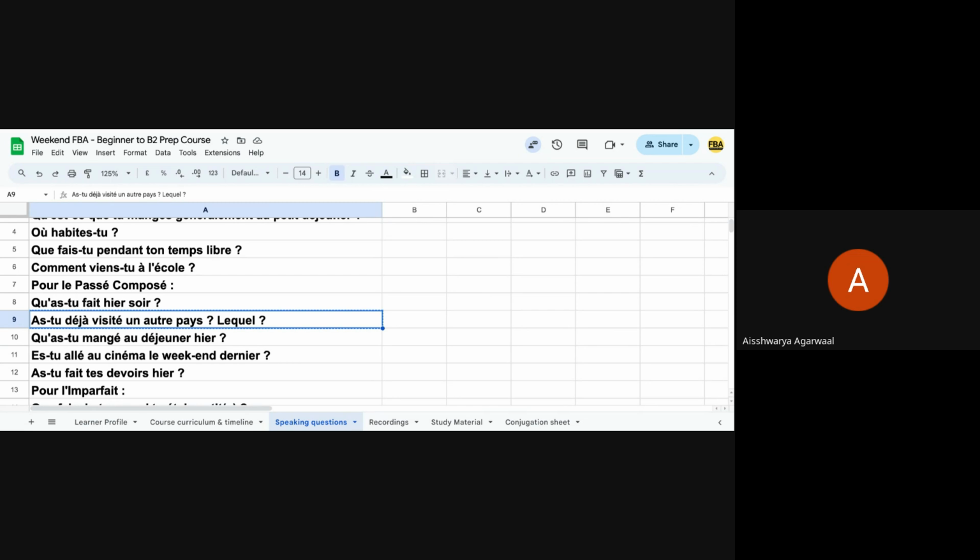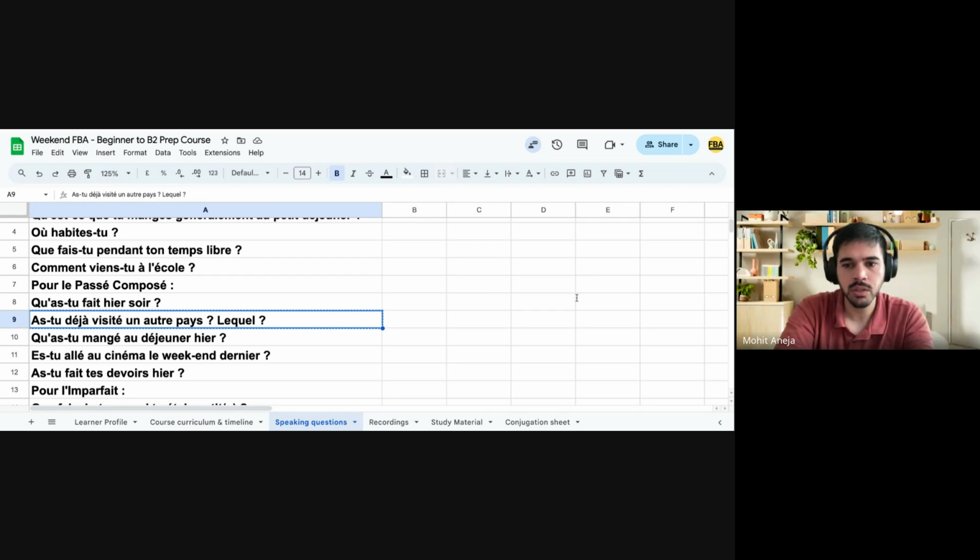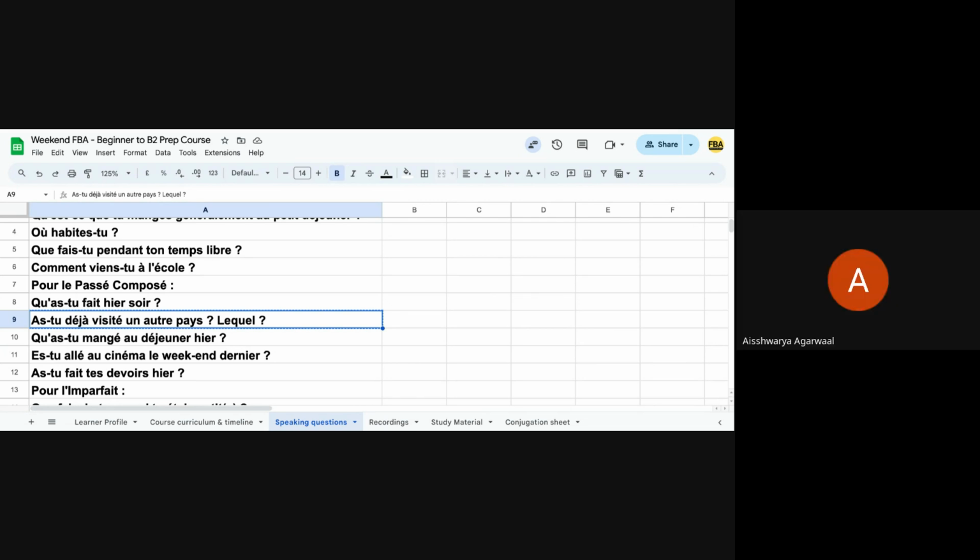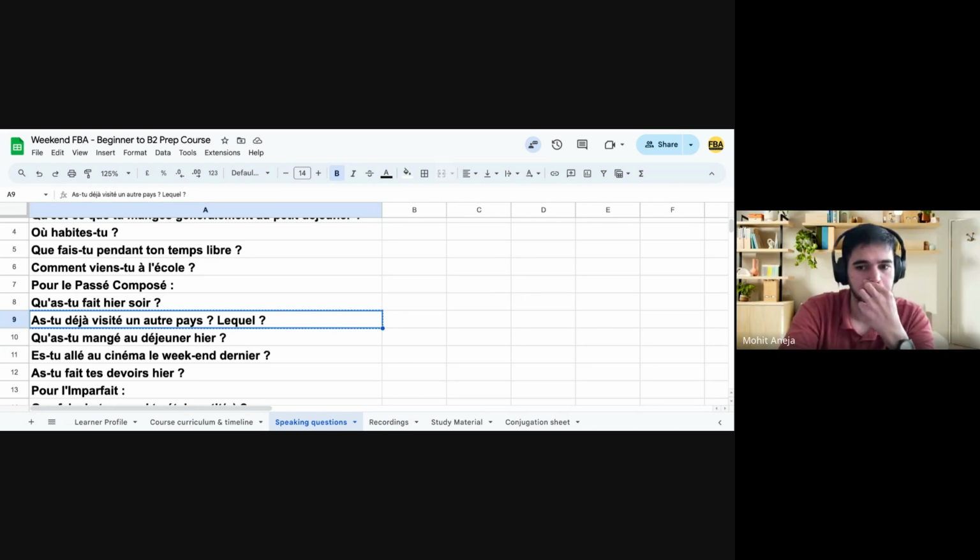Je n'ai pas acheté quelque chose d'autre. I did not buy anything else. Look here, the ne... pas surrounds the auxiliary in the passé composé. So n'ai pas, quelque chose d'autre. Note this down, okay?